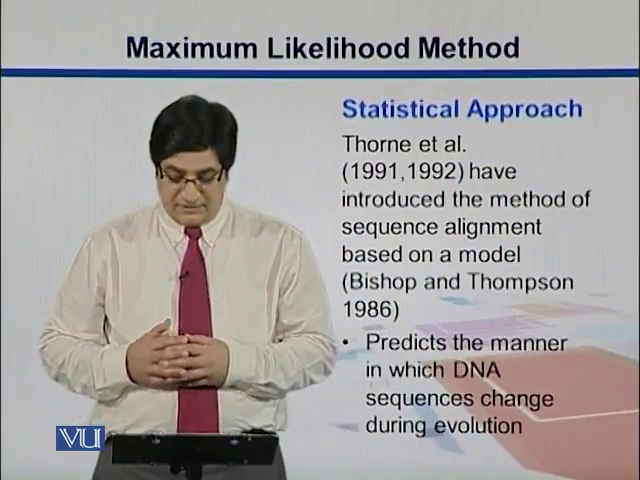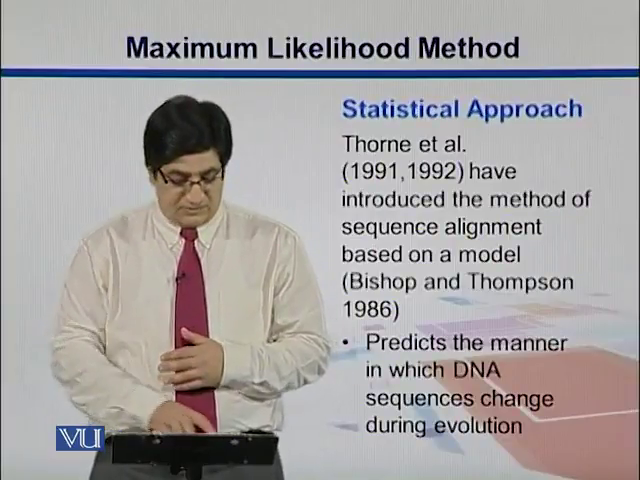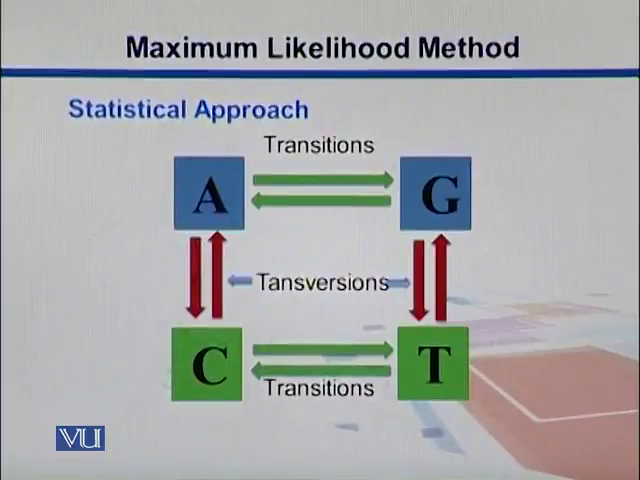The model predicts the manner in which DNA sequences change during evolution. If we look into these different changes in nucleotides, we see that nucleotides can change into the same type. For example, purines can change into purines, and in the same way pyrimidines can change into pyrimidines. Remember, A and G are purines, C and T are pyrimidines. These green edges represent transitions, where the change is within the same group, whereas the red edges represent transversions, where the change is across the group, from purine to pyrimidine and vice versa.